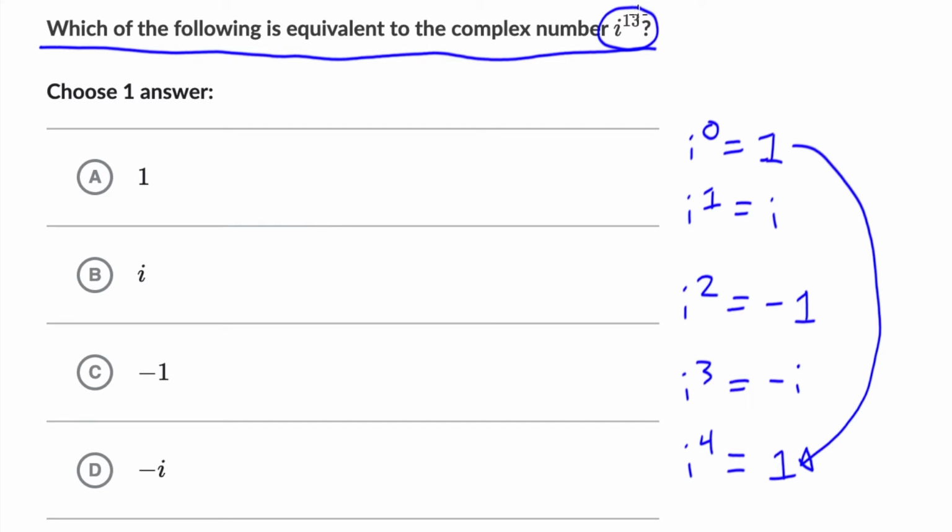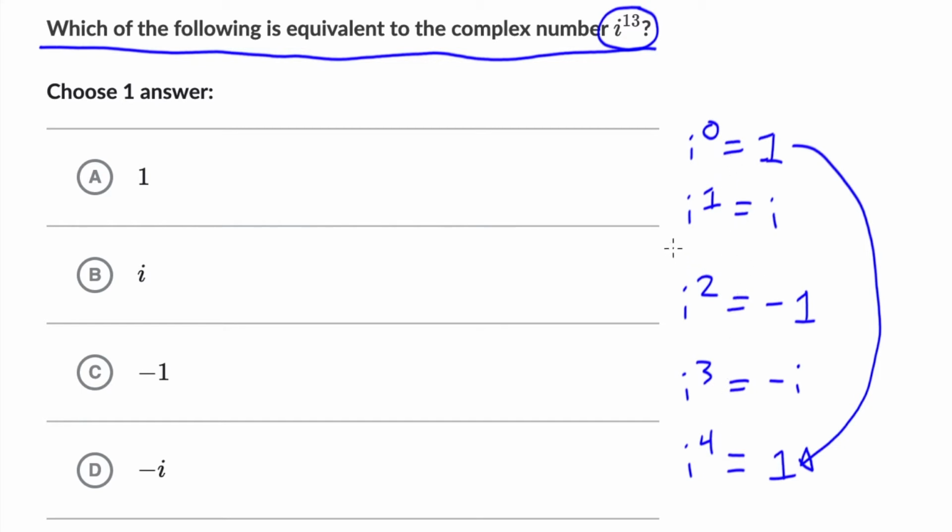All we need is a calculator, which is a great idea. Let me grab my calculator. So go ahead, pause the video and see if you can find a way to easily and efficiently find i to the 13th, knowing the information we have on the right.